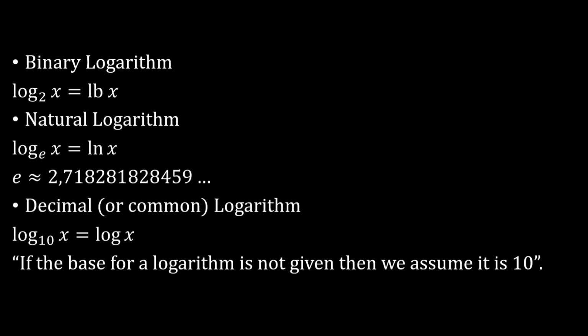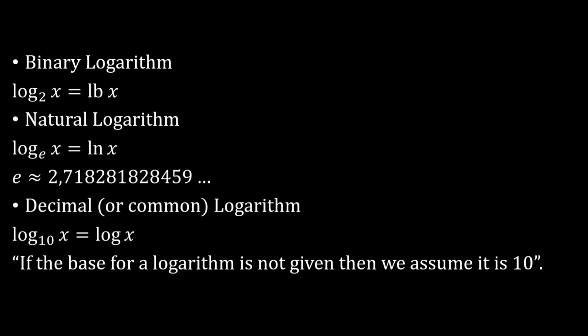Natural logarithm. Logarithm of a number x to the base e is called natural logarithm, which e is Euler's number. e equals 2.718 and so on. And we can note that natural logarithm as ln x.